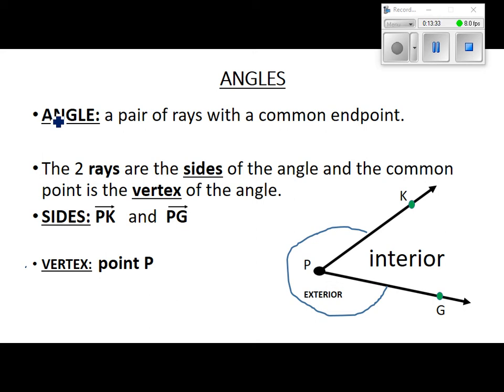So on this, interior, exterior, you gotta be able to find the vertex of an angle every time. Vertex here is P. You gotta know where the vertex of the angle is. It's where the two rays come together. So you have to be able to pick that out. Very, very important. Sides of this angle: ray PK, ray PG, and the vertex is always point P for this angle.